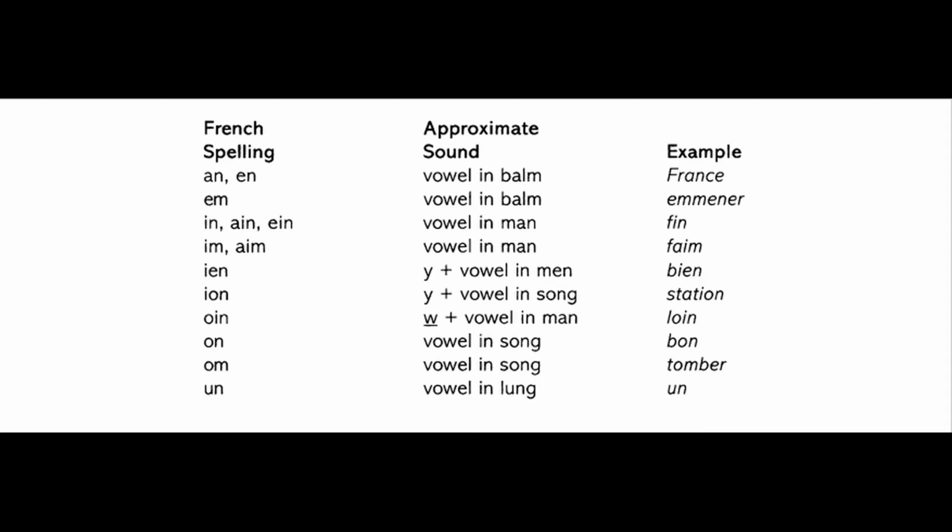But if you have double N, AN double N, EN double N, the sound is "an", because you have double N. But if you have single N, the sound is nasal, so it is "fans". EM sound is "fa".